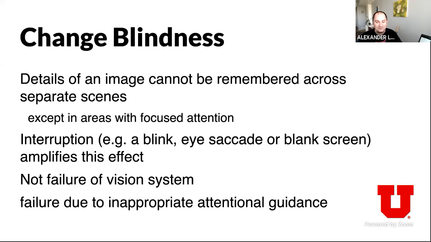We can often not remember details of an image across separate scenes, except for where we focus specifically. So if I show you two images in sequence, you might not actually remember as much as you think about these images. And interruptions, for example, if you have to blink, or move your eye, or if I show you a blank screen in between two images, amplify this effect by a lot. And that's not really a failure of the vision system. We actually see all of it, but it's more a failure of attentional guidance and of how our memory works for a scene.